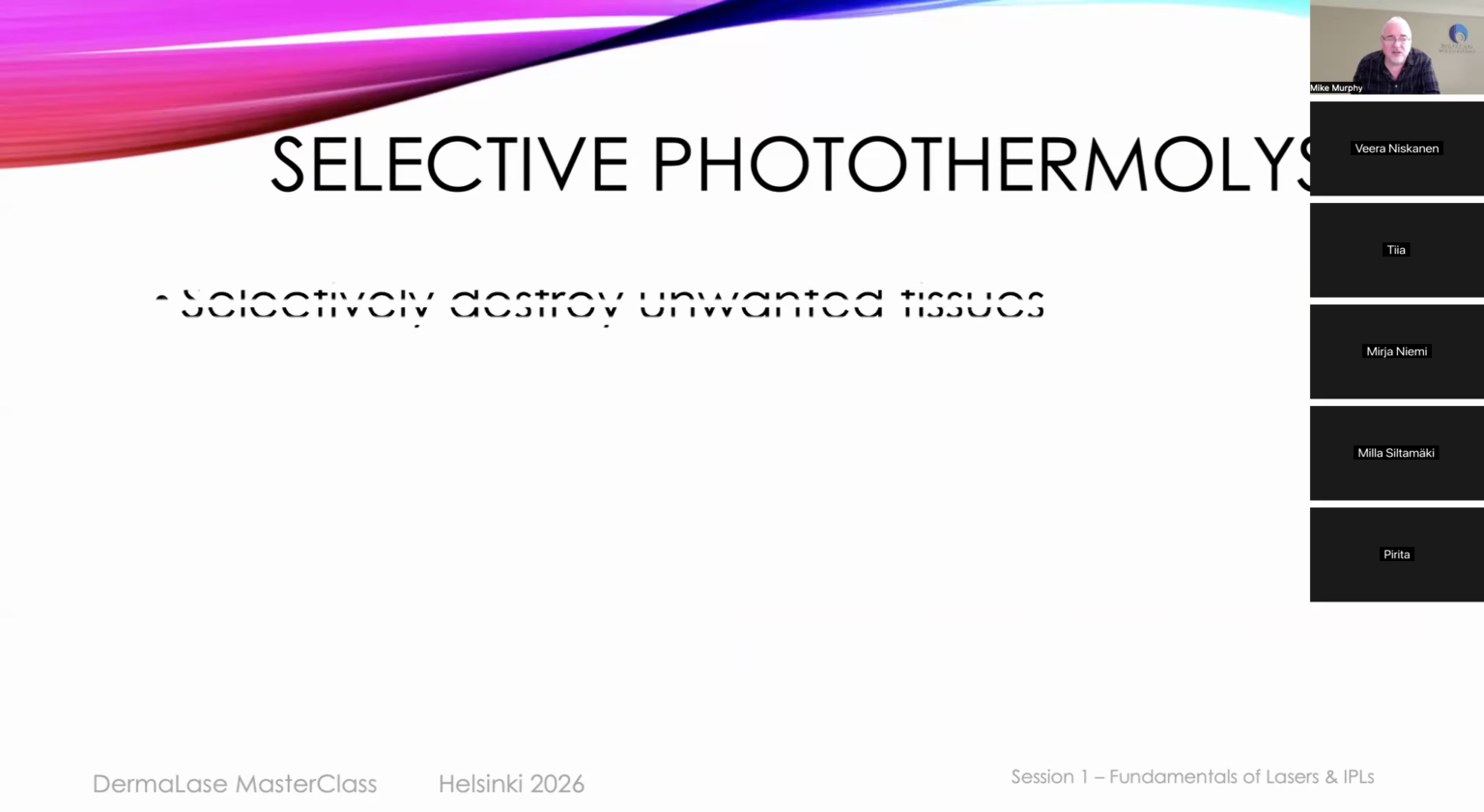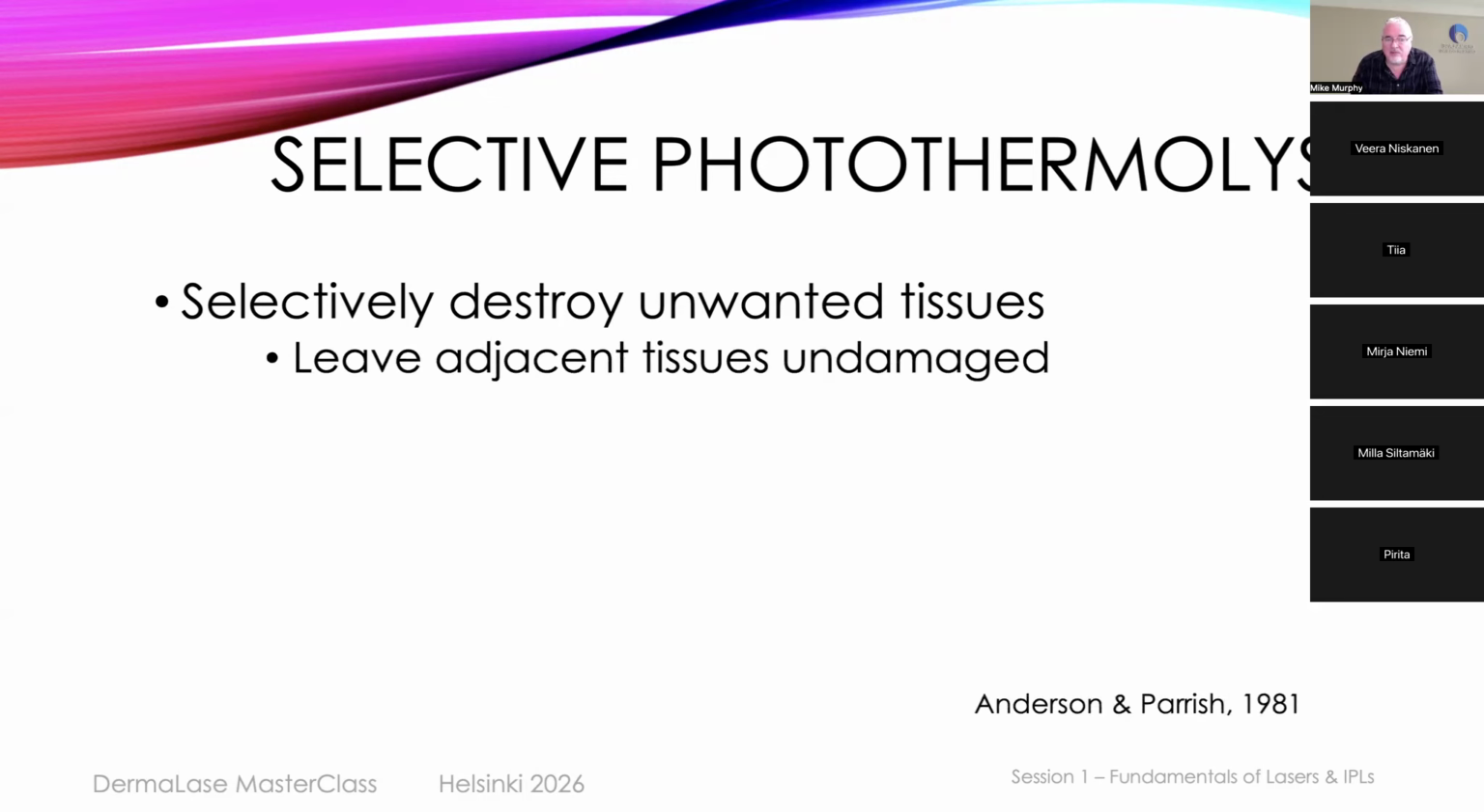Selective photolysis, you've probably heard about this. This is a theory that underpins a lot of today's laser treatments in the skin. It was created by Anderson and Parrish way back in 1980. And the idea of this theory is that you want to selectively damage just the unwanted tissue. So that could be hair, or it could be blood vessels, or whatever. But you want to leave the adjacent tissues undamaged. That's the whole idea of this principle.